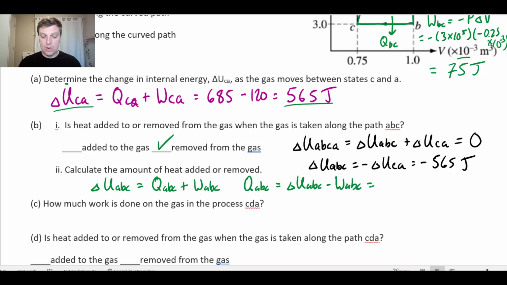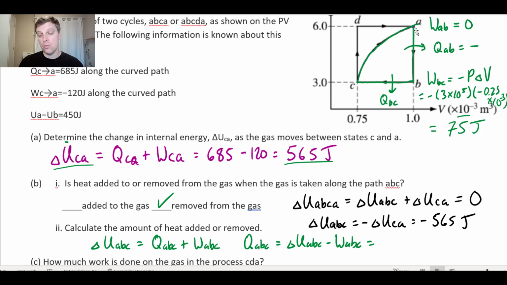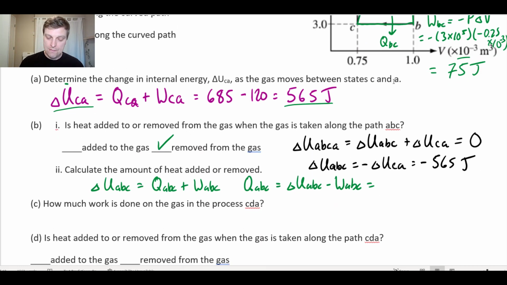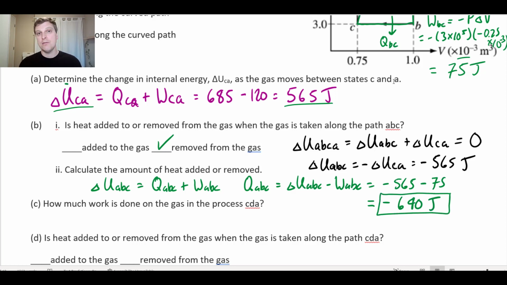And just a reminder that when I looked up here before, I figured out that the work done in step AB was 0 because the volume didn't change. And then the work done in step BC is just positive 75. So I could find that here by taking negative 565 and subtracting from that positive 75. And so my total answer is negative 640 joules. And you can see that because it's negative, that means heat must have flowed out of the gas overall.